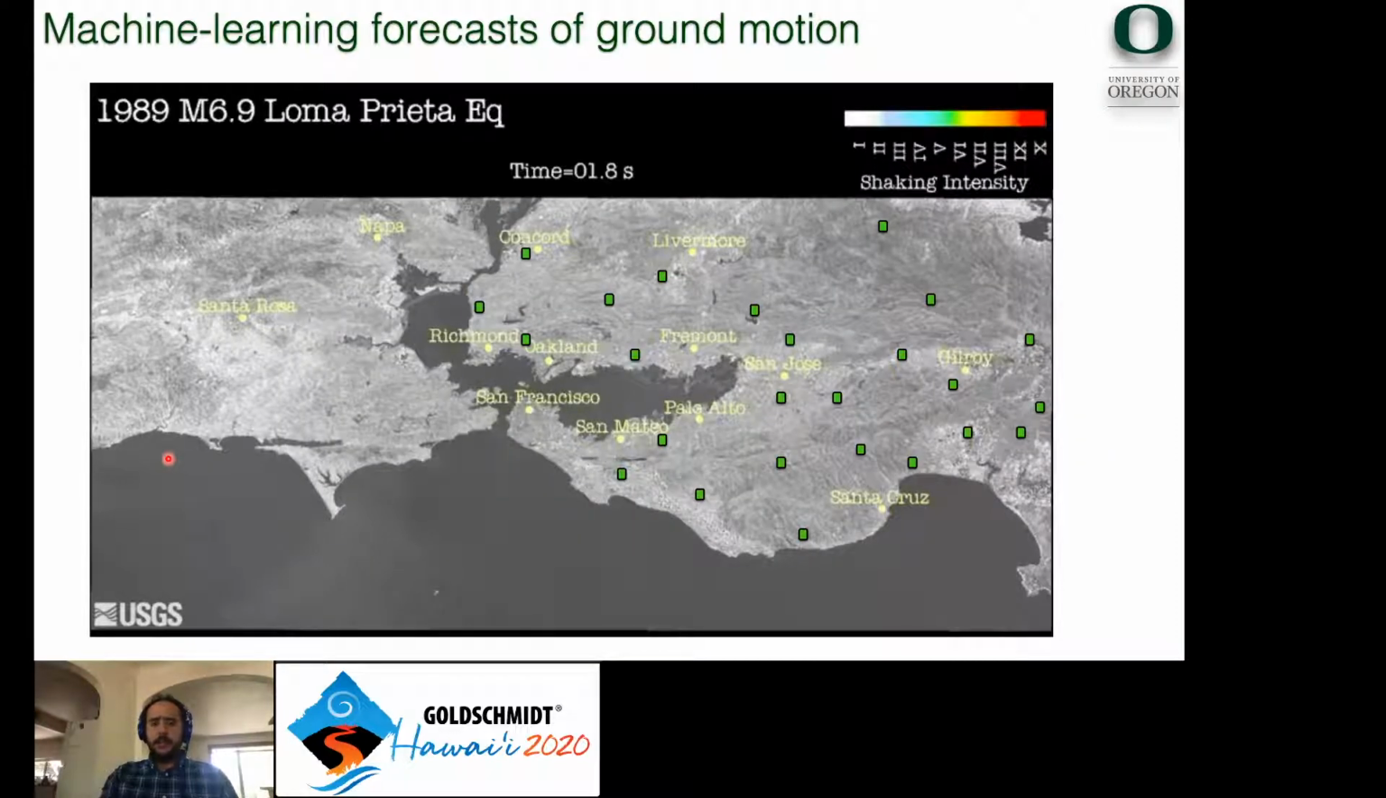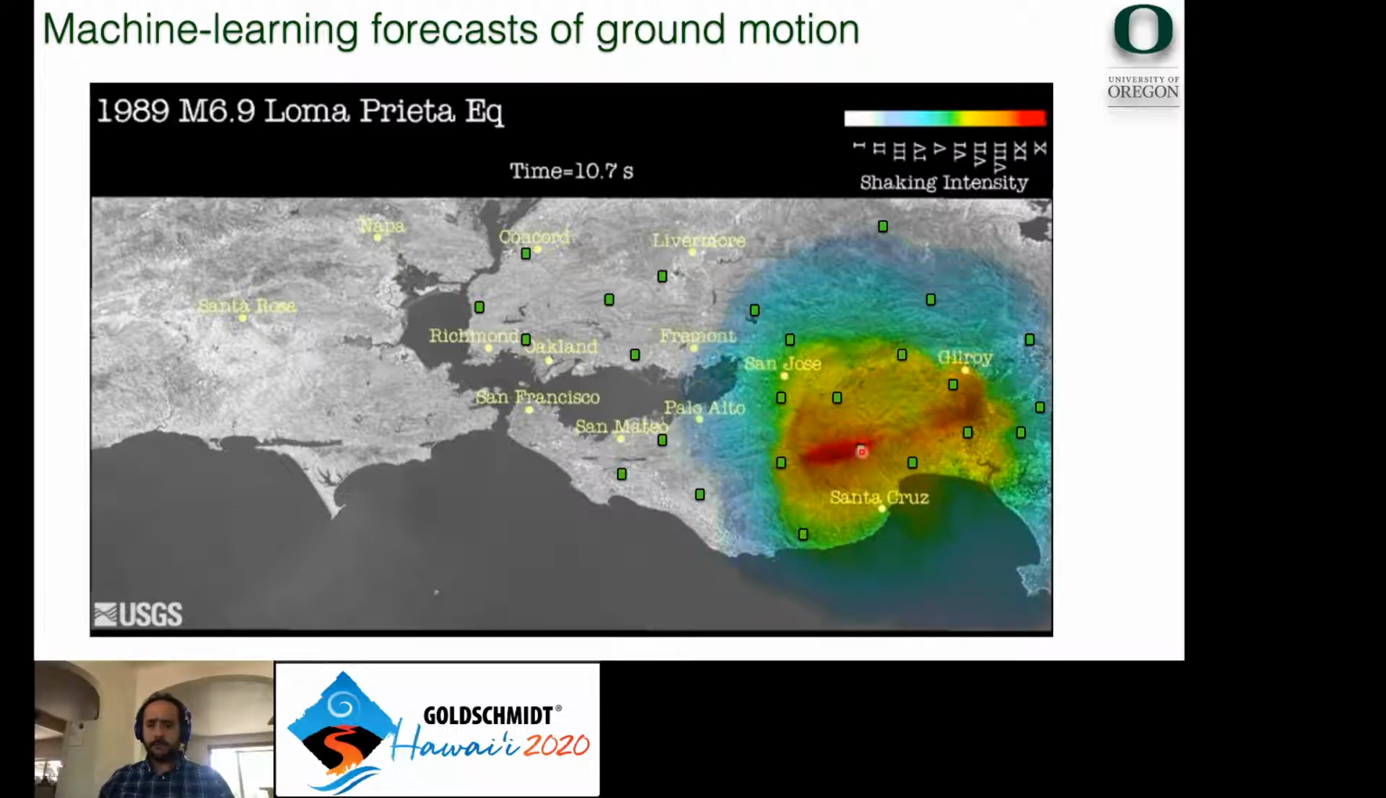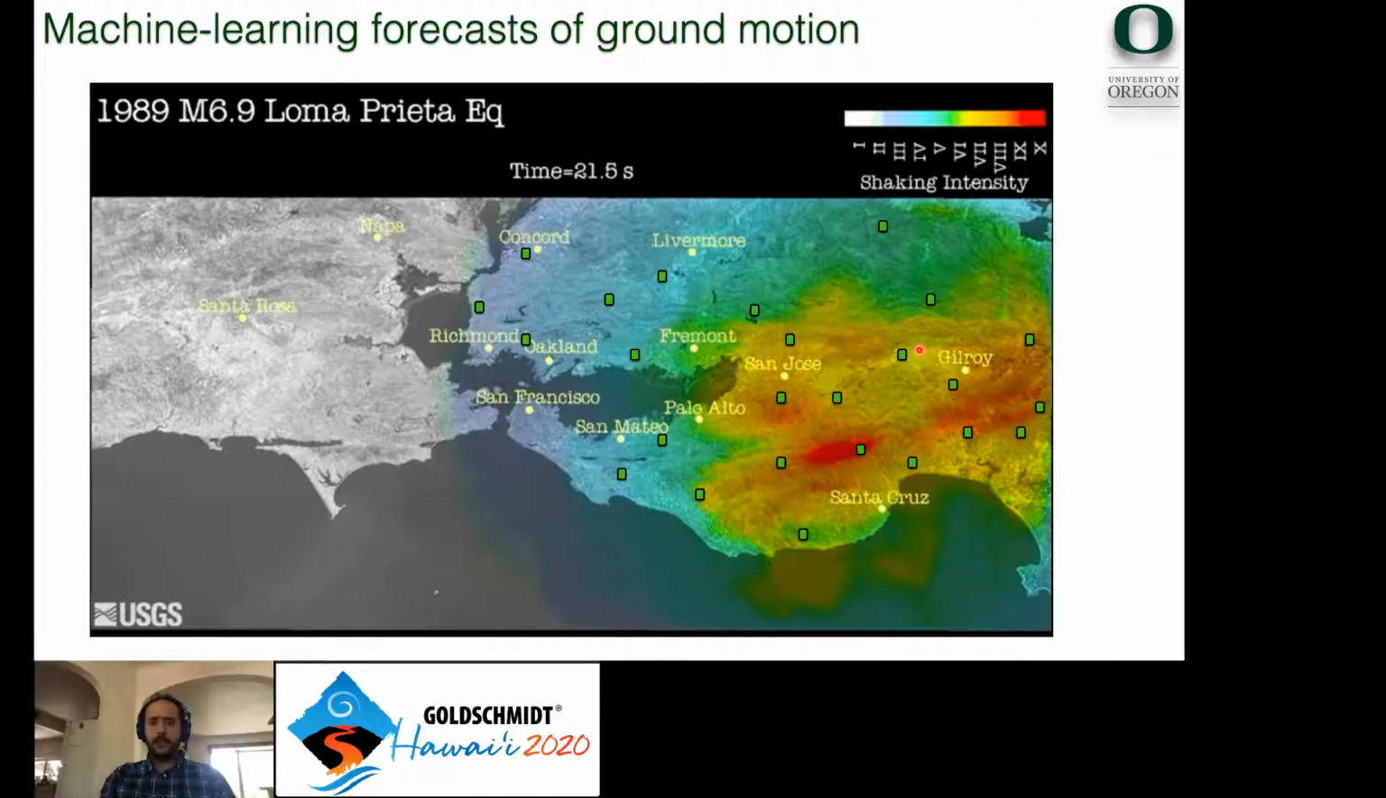So why not take the same approach? Here's an animation of the 1989 magnitude 6.9 earthquake in Loma Prieta. This is the World Series earthquake of '89. And what you're seeing here is the shaking wave field developing as the earthquake grows. So if we have a network of stations, shown here by these green squares, perhaps we can do the same.